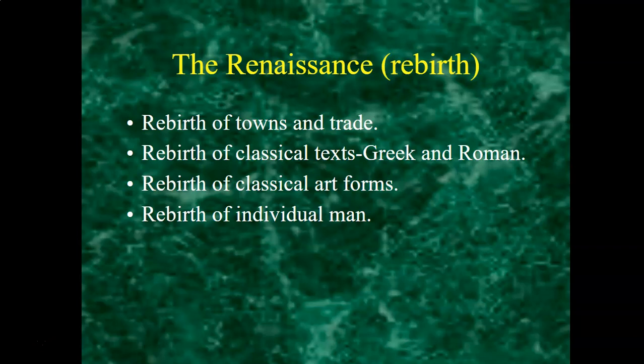And then also the rebirth of classical art forms. What do I mean by classical? Not just old, but Greek and Roman. So the way that the Greeks and the Romans did art, it's coming back. They're relearning how the Greeks and the Romans were doing art, and they want to copy that. They want to mimic that. And then finally, and perhaps most importantly, is the rebirth of individual man. I will explain all of those things to you as we go along.